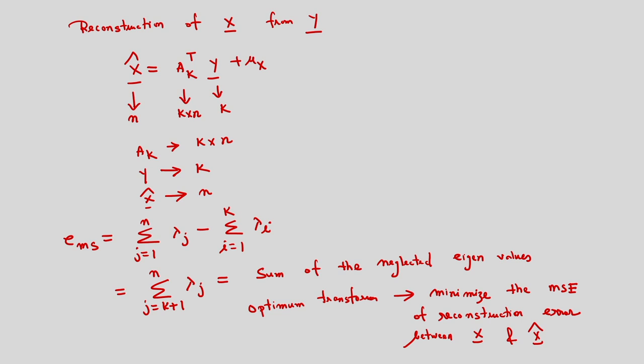If I consider all the eigenvectors for the construction of the transformation matrix, then the reconstruction error will be 0. I can do perfect reconstruction. But if I consider only the K number of eigenvectors, then it is not possible to perfectly reconstruct the original data. The original data is x. So this is about the reconstruction of the vector x from y. Now let us consider how you can apply this transformation to a two-dimensional image, and how it can be used for data compression. Let us move to the next slide.